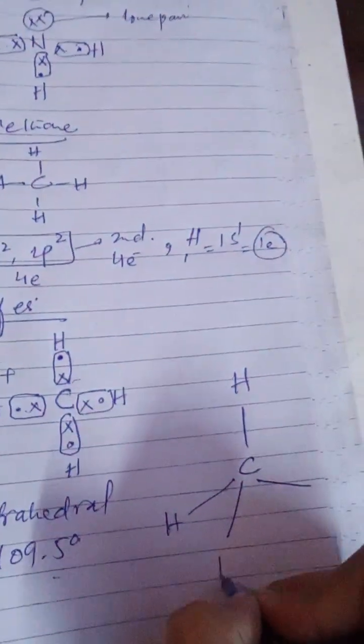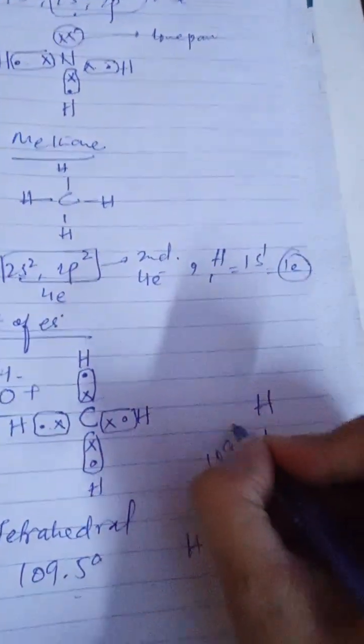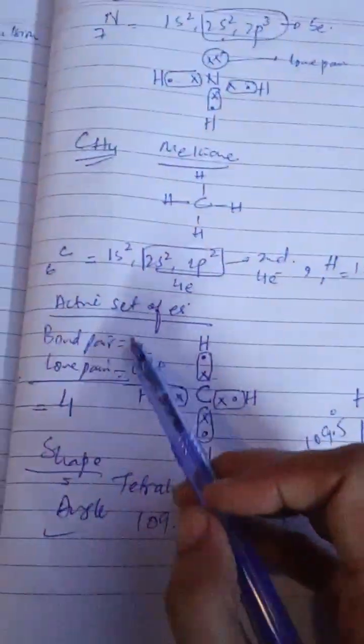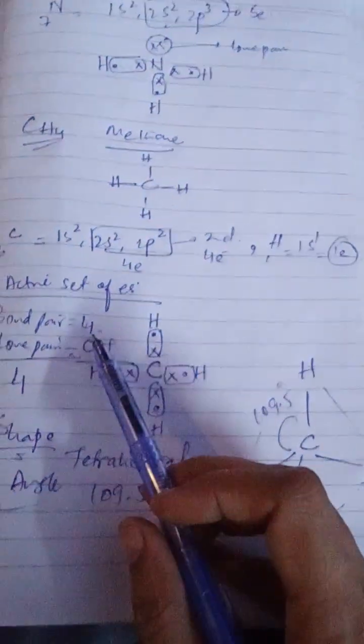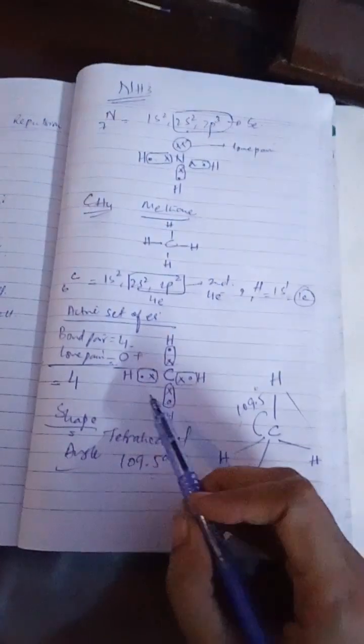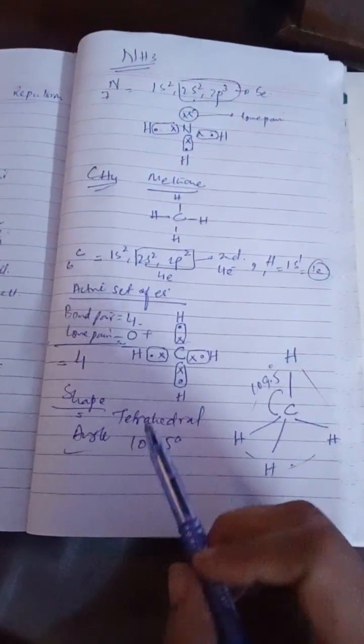So the CH4 molecule in 3-dimensional space occupies a tetrahedral pattern having a 109.5 angle, in such a way that hydrogen, hydrogen, hydrogen, hydrogen, bond angle 109.5. So this is the tetrahedral pattern of the CH4 molecule. All types of molecules having 4 active sets of electrons, in such a way that the bond pairs are 4 while the lone pairs are 0, will occupy the tetrahedral shape with the angle of 109.5.